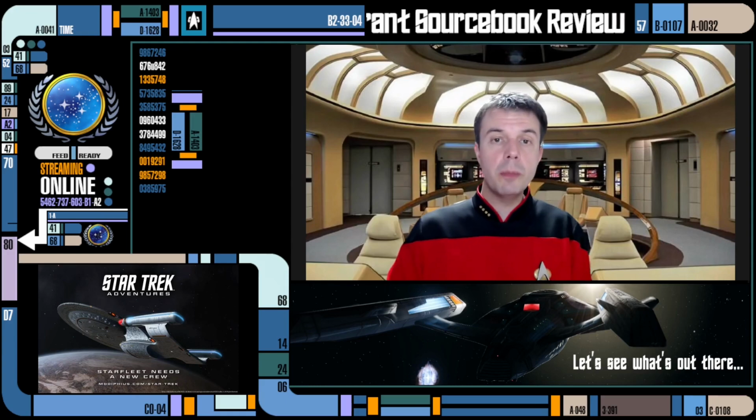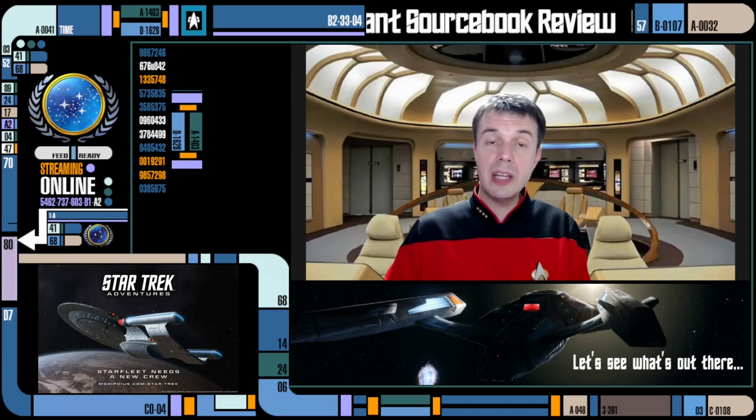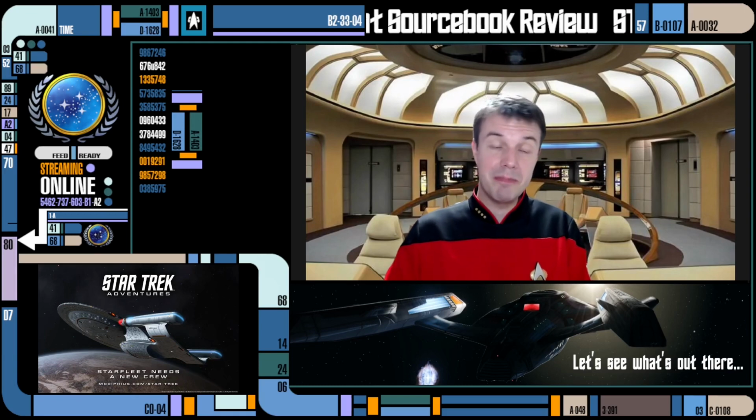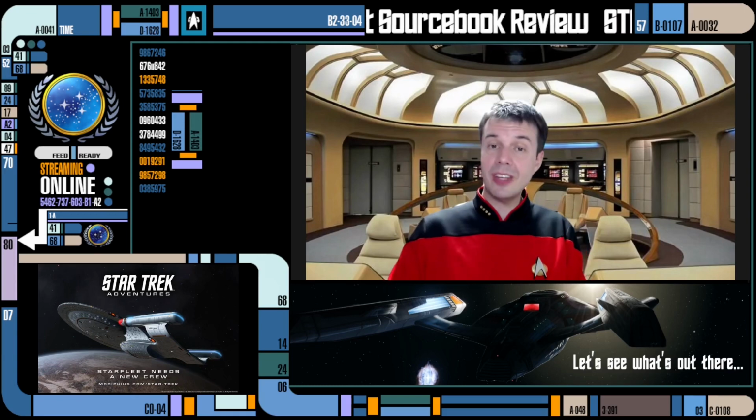We have 2 more Quadrant books to go, and then we're pretty much done with first edition of Star Trek Adventures, and we're literally almost done with it because second edition's coming soon.